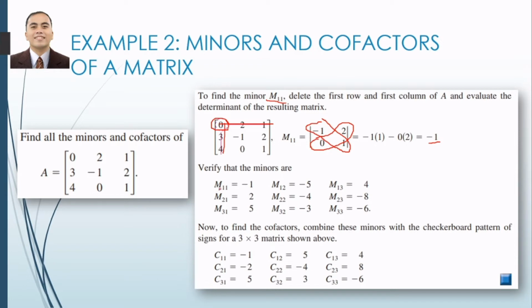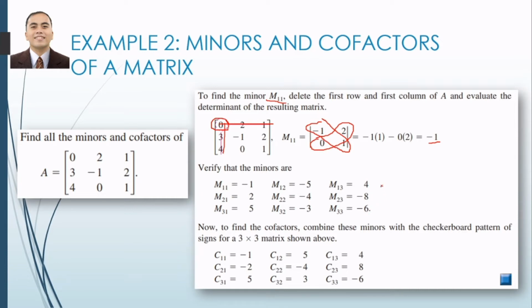So, to verify all the minors of this matrix, we could have the following. M sub 1,1 is equal to negative 1. M sub 2,1 is 2. M sub 3,1 is 5. M sub 1,2 is negative 5. M sub 2,2 is negative 4. M sub 3,2 is negative 3. M sub 1,3 is 4. M sub 2,3 is negative 8. M sub 3,3 is negative 6.